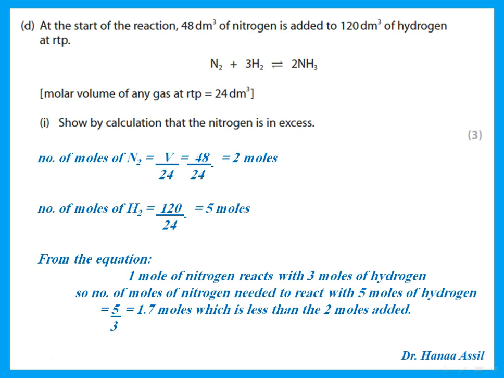Or if we look at it the other way around, we can say that the number of moles of nitrogen that we need to react with 5 moles of hydrogen. Remember, 1 of nitrogen reacts with 3. So how much nitrogen will react with 5? It will be 1.7 moles. So I need only 1.7 moles of nitrogen. How much did he add? He added 2. That is too much. That means that nitrogen is in excess. Do we understand this?